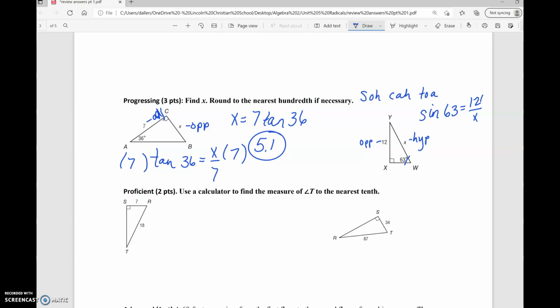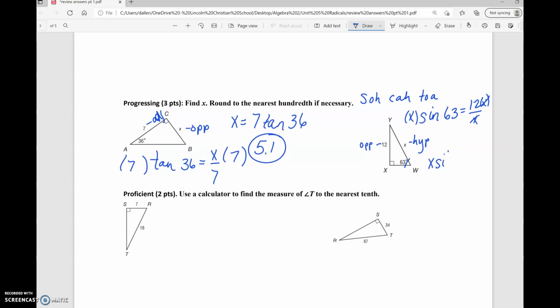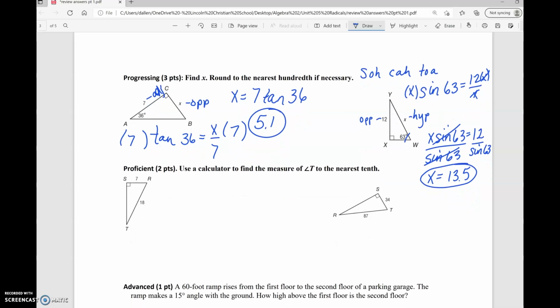And then you can multiply both sides by x. So I get x sine 63 equals 12, and then divide by sine 63. And again, I would really check on your calculators that you're getting this. You should get 13.5. If you don't, check to see if you are in degrees.